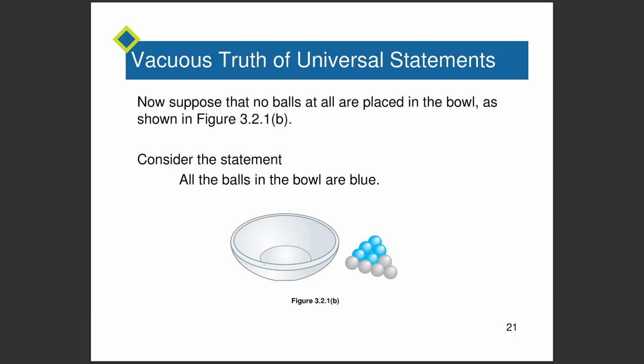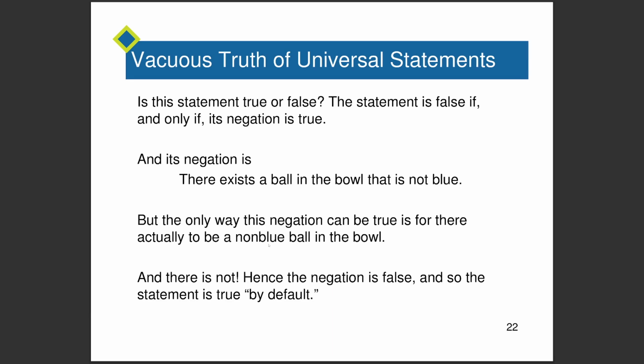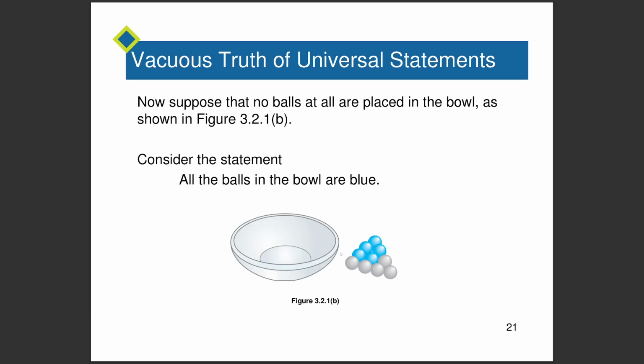So this is showing you that we can say the statement is true if the premise is false. The premise is false here, so we could say it's true. If this is too difficult to understand, forget about the bowl and the balls for now. If I said that all unicorns are blue, then that statement is true if no unicorns exist.